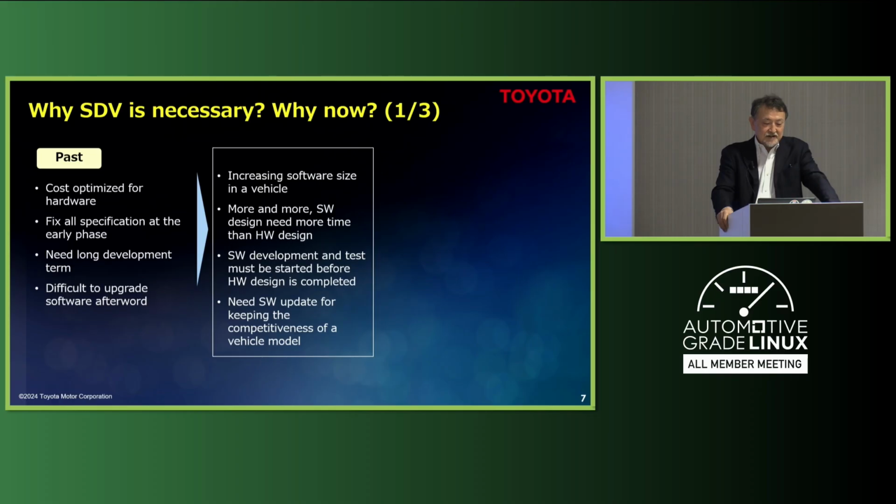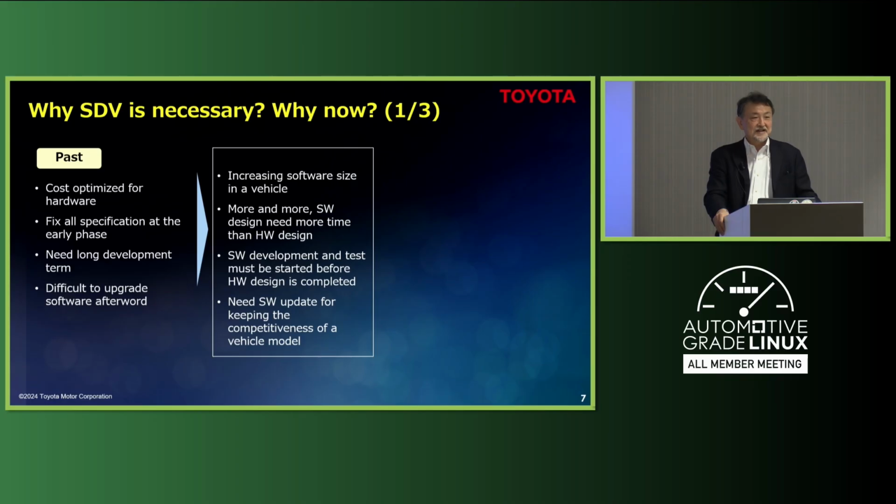And more, the software design needs more time than the hardware design. Because for the hardware design, we usually leverage the reference hardware design from SoC vendors, but for software, no SoC vendor provides a whole stack of software, so we have to do it from scratch or leverage OSS like AGL. And then software development and test must be started before the hardware design because of the long time to design the software.